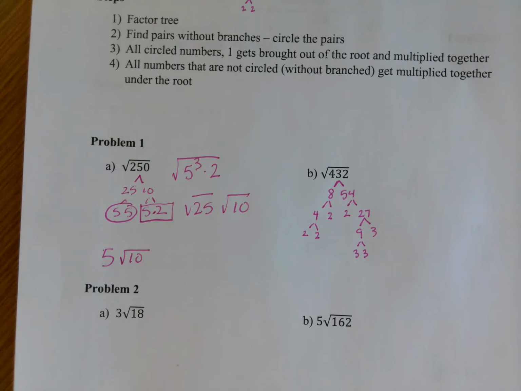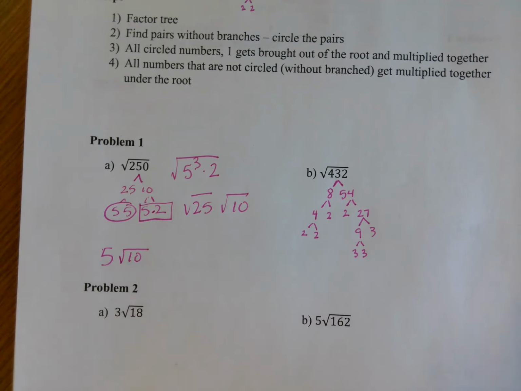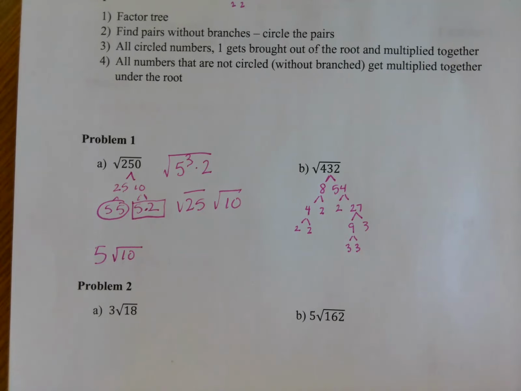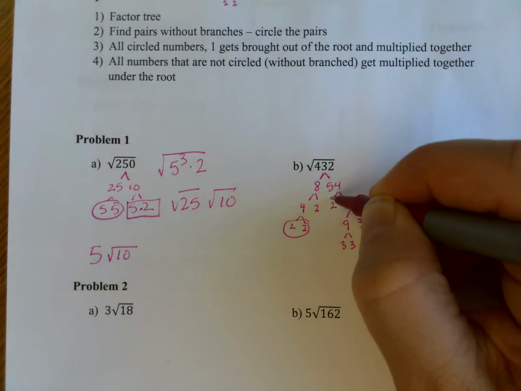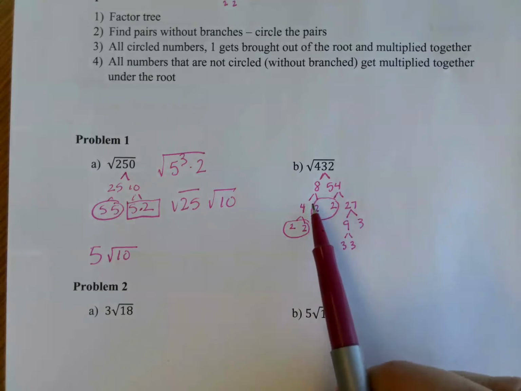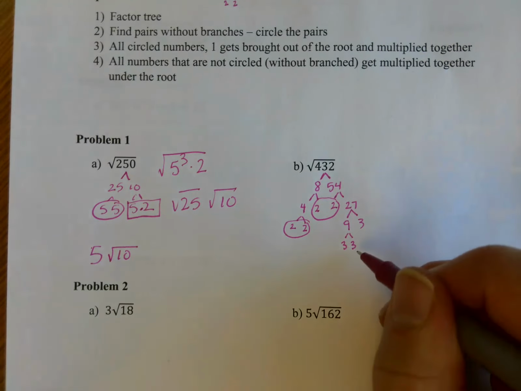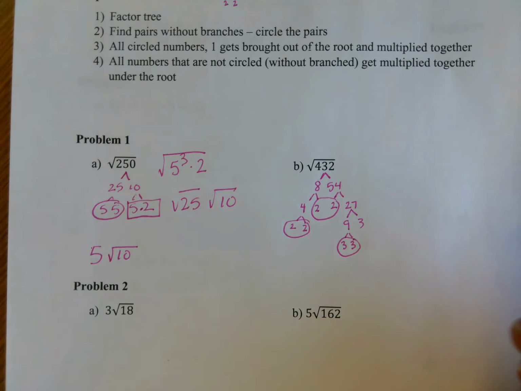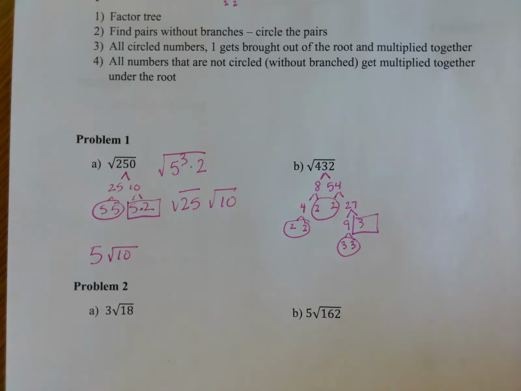Now here's my prime factorization. So again, only the numbers that are prime, that do not have branches. I'm looking for groups of 2. So here's a group of 2. I'm going to circle those 2. Here's a group of 2. So even though they're not on the same branch, they all stemmed from the 432. Here's a group of 2. This does not have any partners. I'm going to box that in right there.